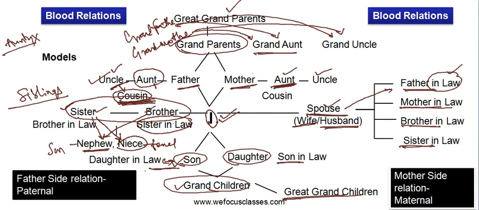There is a differentiation. Father's side relations we always say paternal relations. Mother's side relations we always say maternal relations. If you want to be very specific in relations, mother's sister is always called maternal aunt. So this is how you describe. Mother's brother is always called maternal uncle. Simply you can call aunt, but if someone specifies it, you say maternal aunt, maternal uncle. Mother's father is always maternal grandfather.